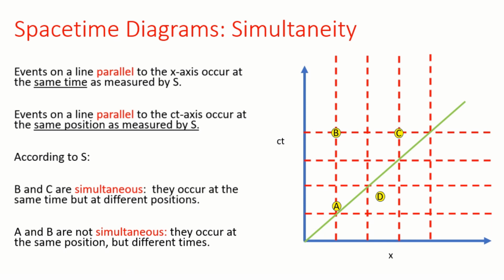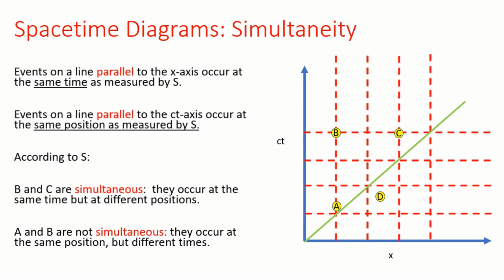They occur, however, at the same position. They have the same x coordinate. Okay, so we could talk about C and D, A and D, etc., but really we're just comparing a couple of points here. B and C are simultaneous; they lie on the same point at the same time, and A and B are not simultaneous, but they have the same position.